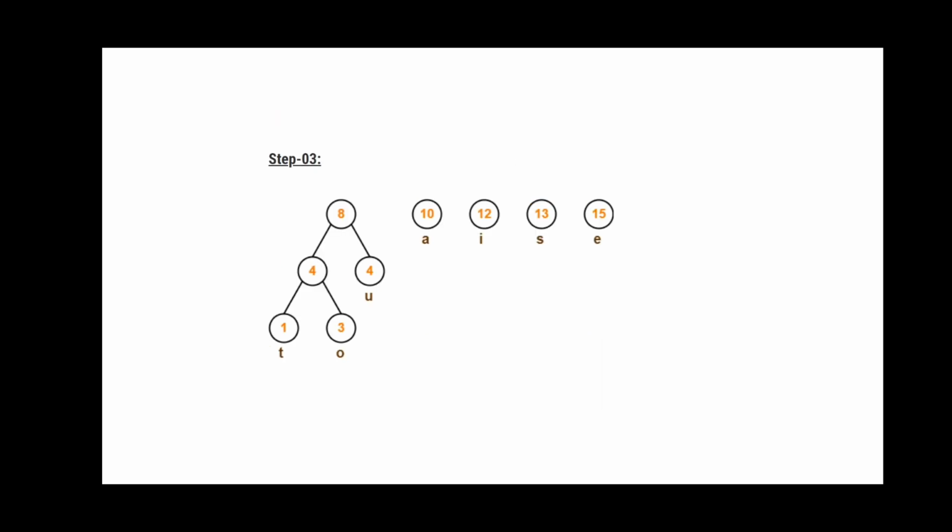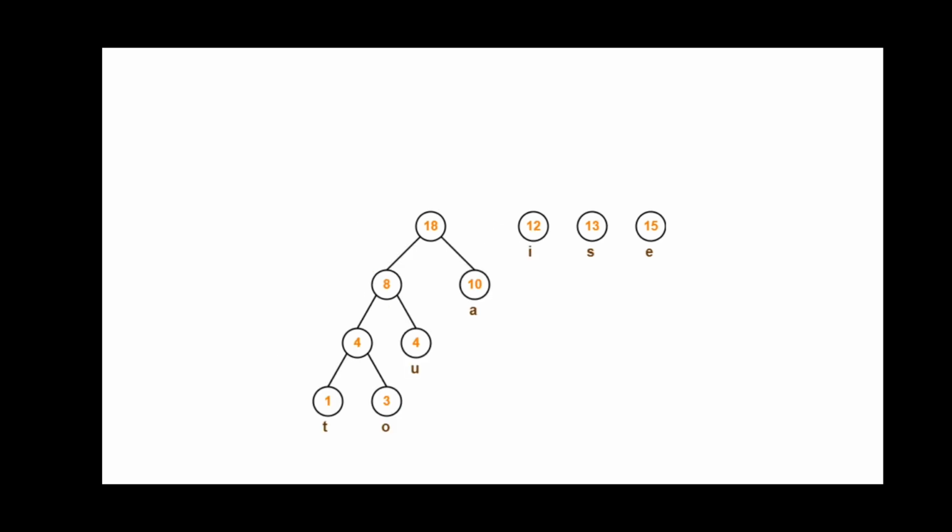In the next step we add the next two lowest values. The next two lowest values are 4 and 4. We add those two values to form another tree which has the root value of 8. Again we can see that all the values are in increasing order. So again we merge them, that is, we merge 8 and 10 to form 18.